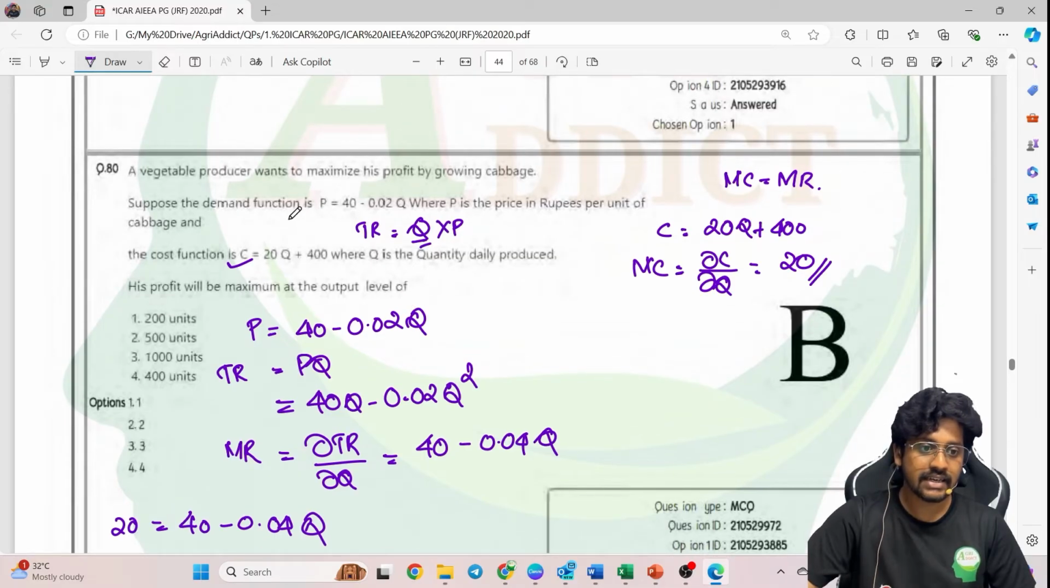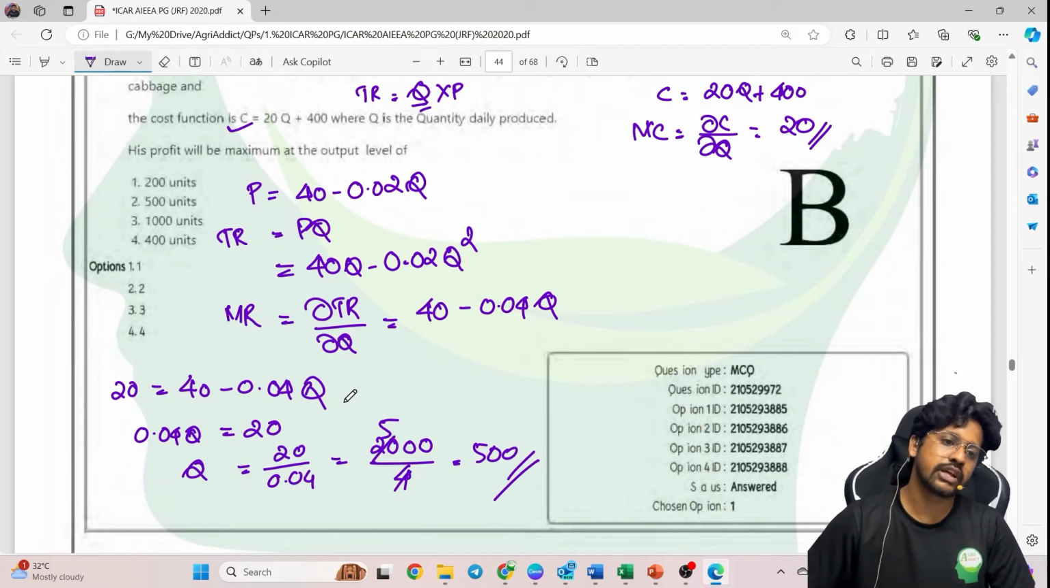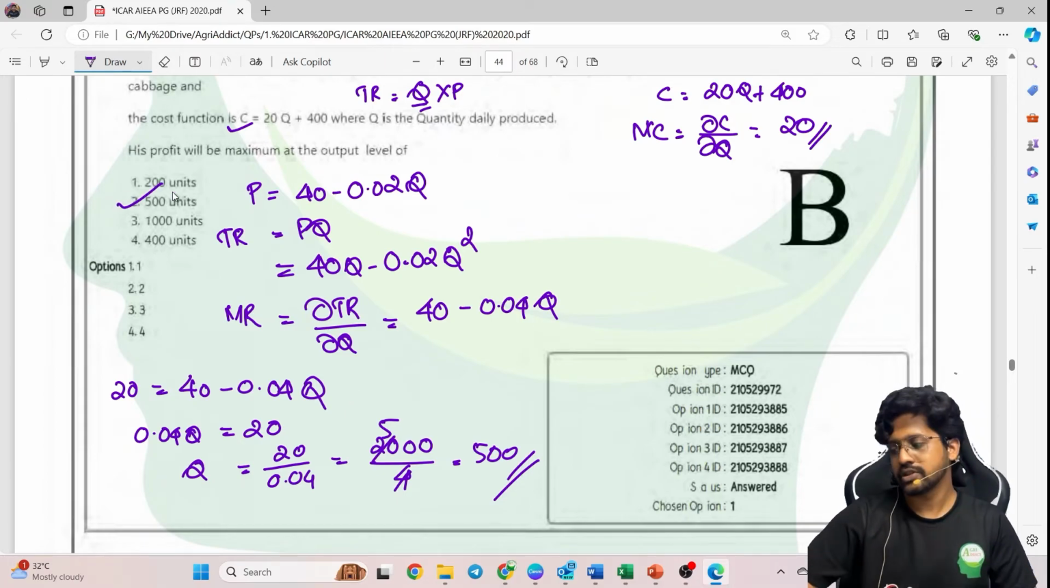They are asking at what quantity Q his profit will be maximum, at the output level. So the output level is Q equal to 500 units. So therefore the answer will be 2. 2 will be the correct answer.